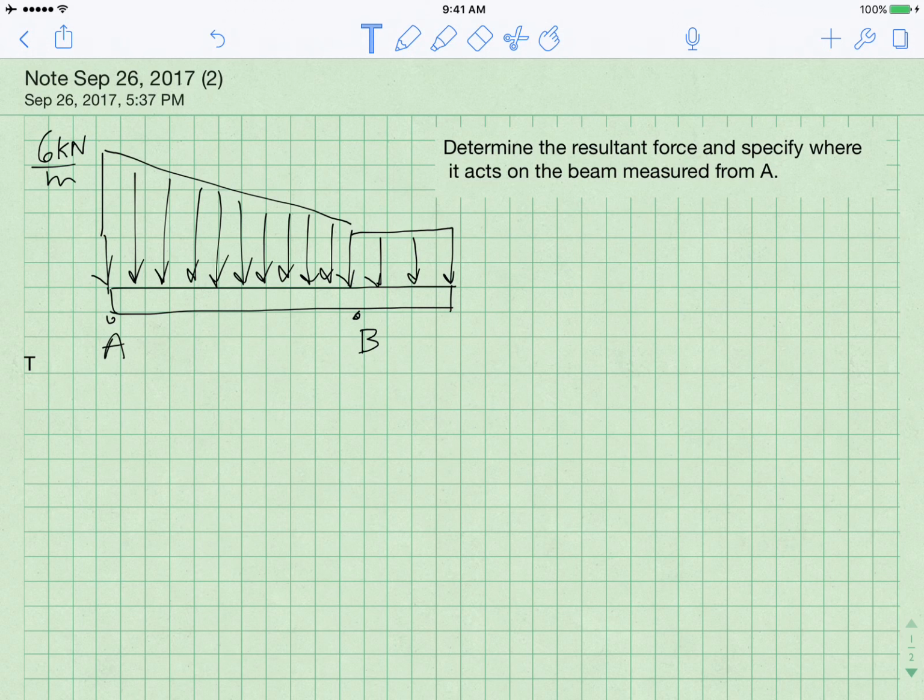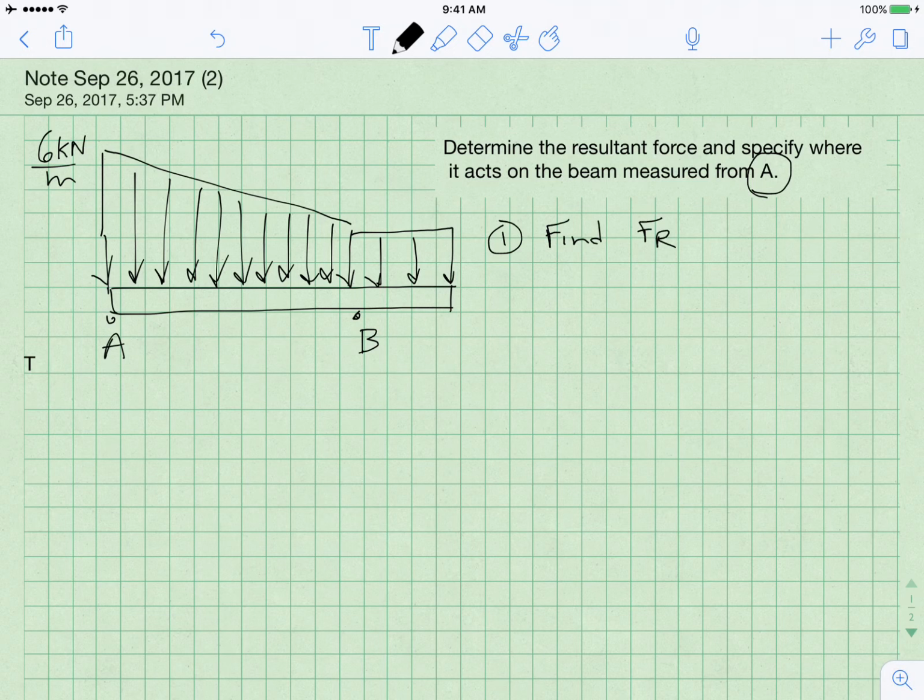Welcome to statics. This is a problem where we are reducing this distributed load into a single resultant force that will act somewhere on the beam, and we've been told to use A as our reference point. So step one is find the resultant force, find FR.